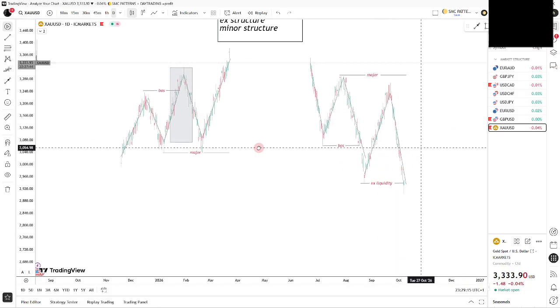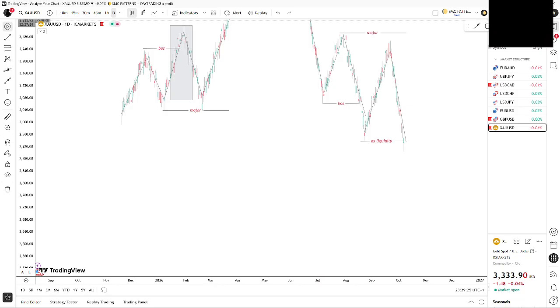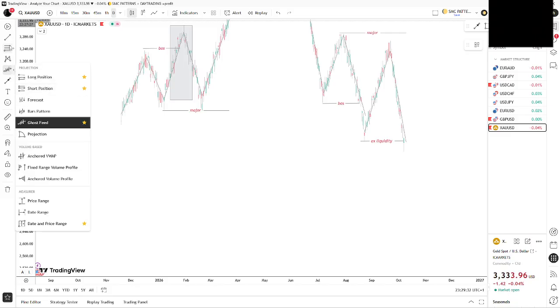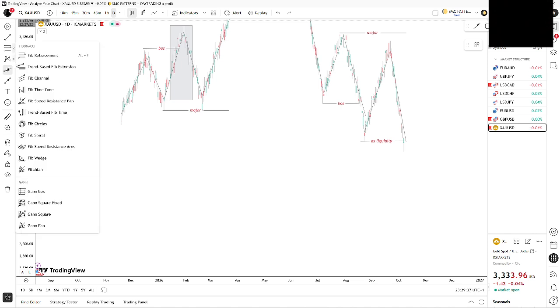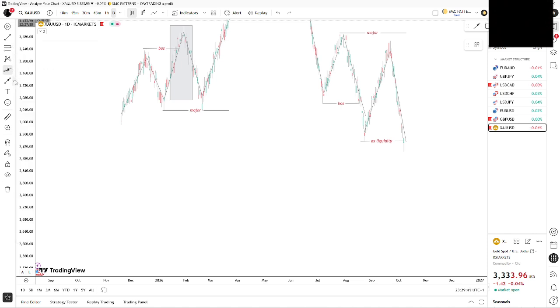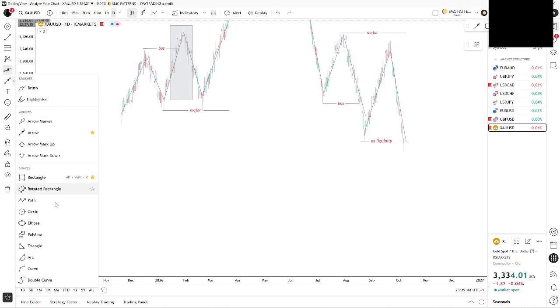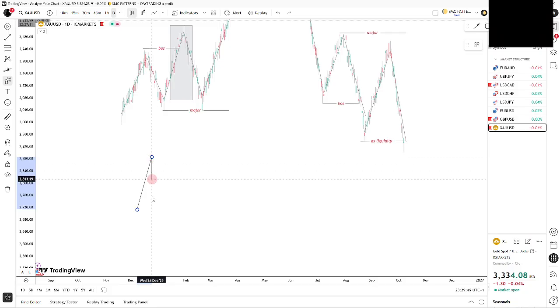Now, another thing I'm going to tell you is the minor structure. What are minor structures? Minor structures in an uptrend can mean this. Let me go with this example. If the market is going, for example, market is going buy.